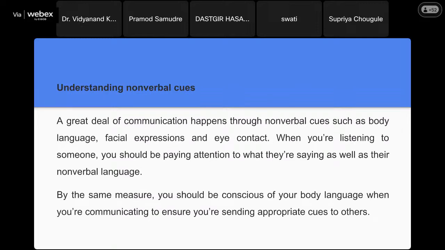Understanding non-verbal cues. A great deal of communication happens through non-verbal cues such as body language, facial expressions, and eye contact. When you are listening to someone, you should pay attention to what they are saying as well as their non-verbal language. By the same measure, you should be conscious of your body language when you are communicating, to ensure you are sending appropriate cues to others. This is very important.